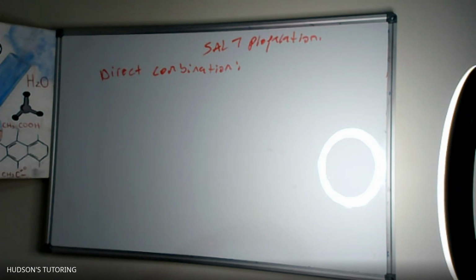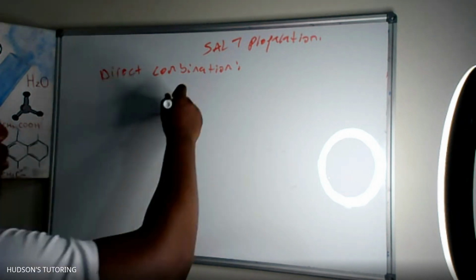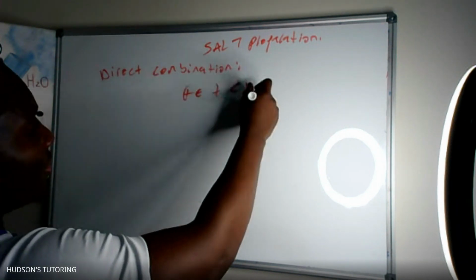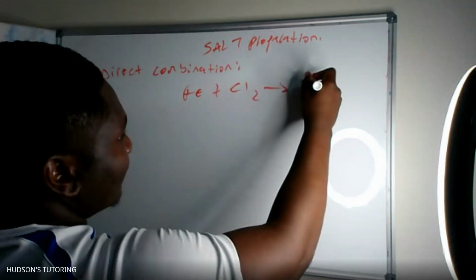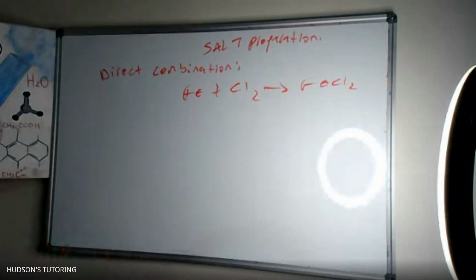All right, let's go. So direct combination. Now, direct combination, guys, right? It's used to prepare binary salts, which may not react with water. So it's basically two elements that make up the salt that are heated together. If you have iron and chlorine, Fe plus chlorine, right, to form FeCl2. That's how your direct combination actually occurs, right?